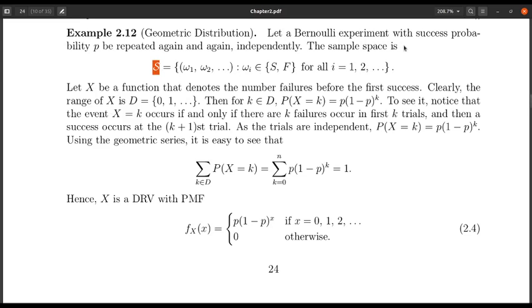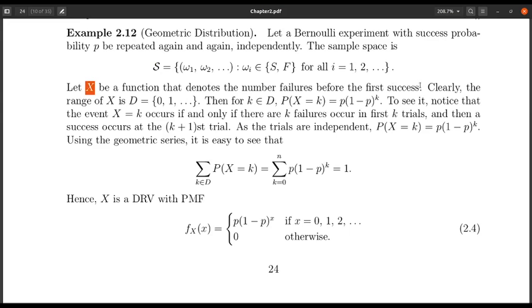Now what I am doing is that, instead of doing it an infinite number of times, suppose I think of this scenario: I will stop whenever the first success occurs. So if I toss a coin, I will stop when the first head occurs. So the sample space is head, tail head, tail tail head, and so on and so forth. Now this sample space turns out to be a countable one. And X denotes the number of failures before the first success.